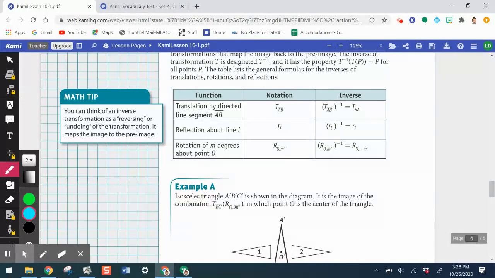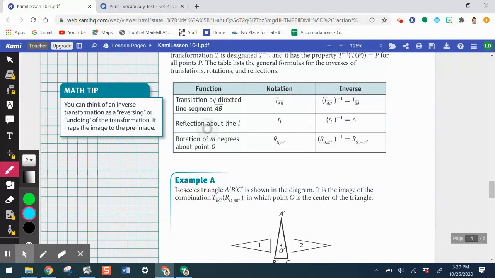But if we're going in the inverse, what you see here is that we're actually going to translate still that same distance. The length from A to B is the same as B to A, but we're now going in a different order, from B to A. We're going backwards. That's literally why we're doing this inverse, the reverse or undoing of the transformation.